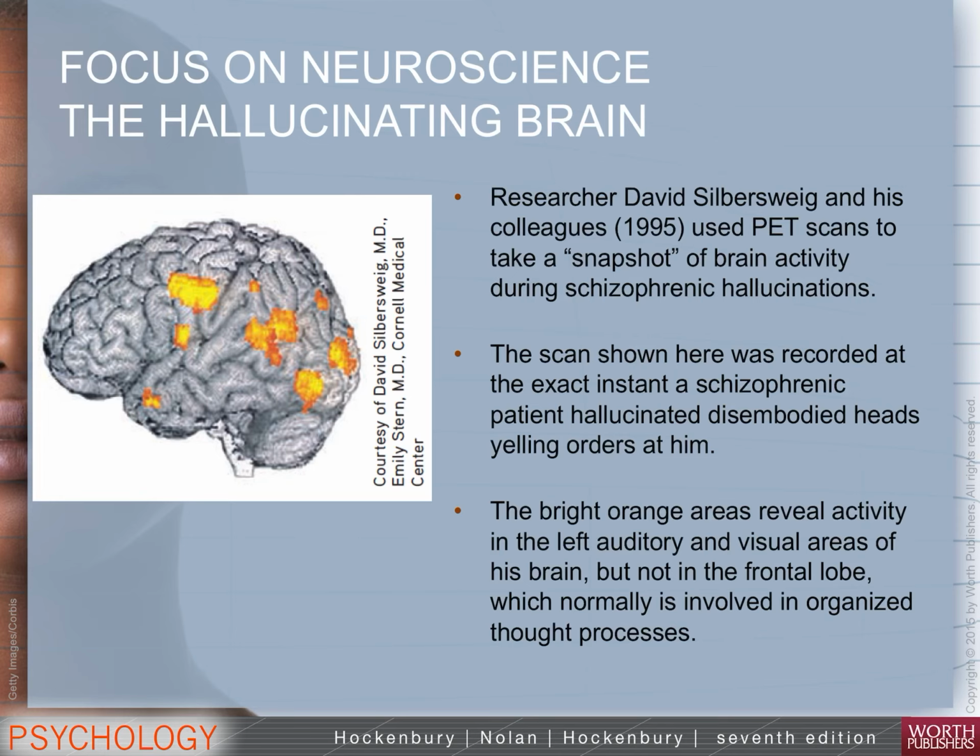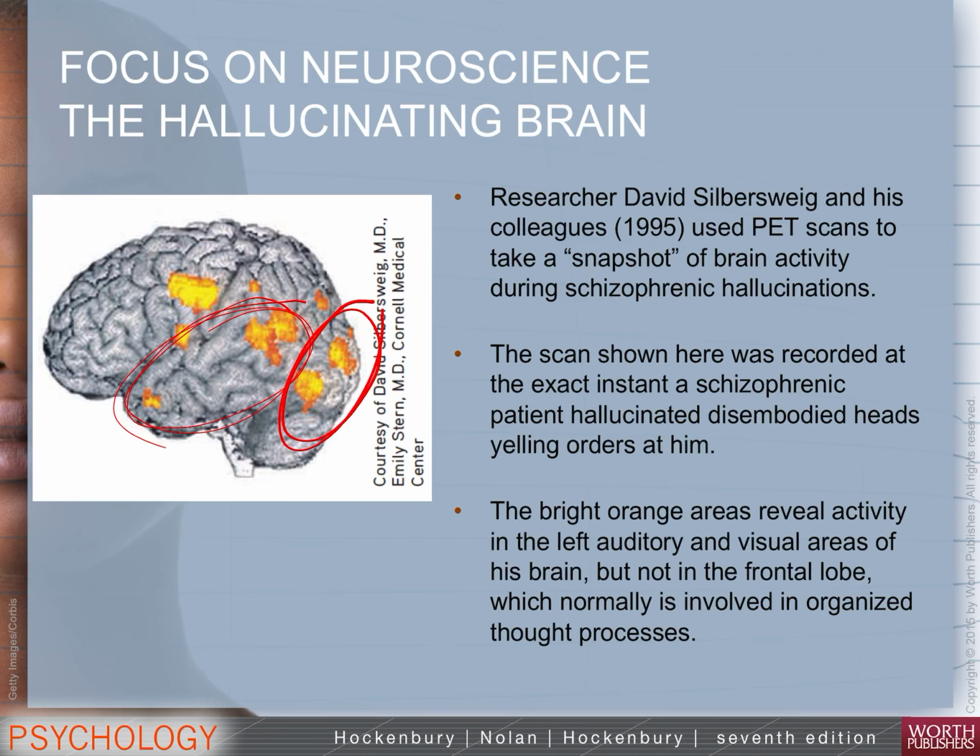So this right here is activation that is shown when a person with schizophrenia is in a PET scanner and they're hallucinating disembodied heads yelling orders at them. So we see temporal lobe activation, which says, hey, this is auditory. The person is actually physically hearing something. This is exactly what you would expect if somebody is listening to something. This is auditory temporal lobe activation.